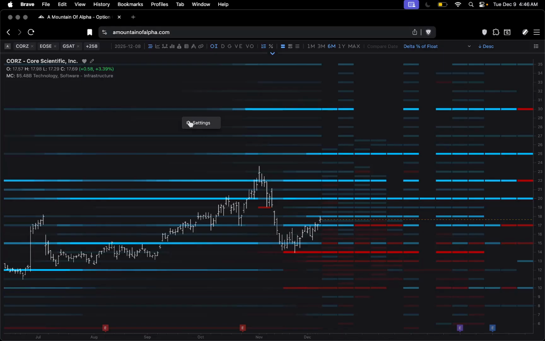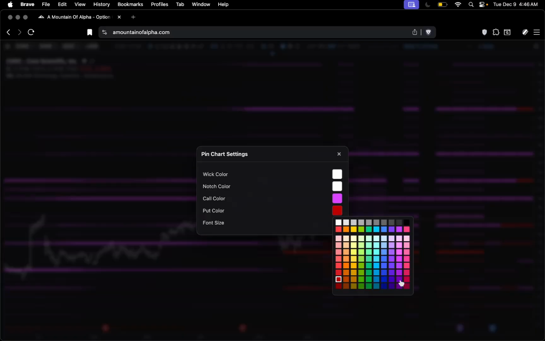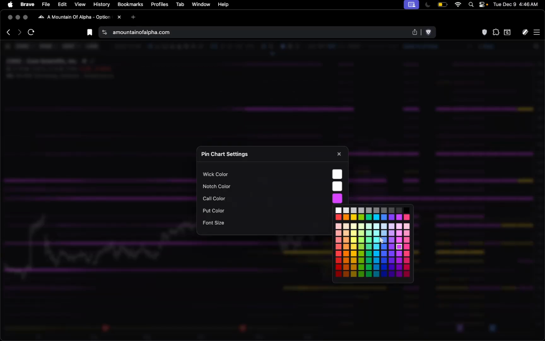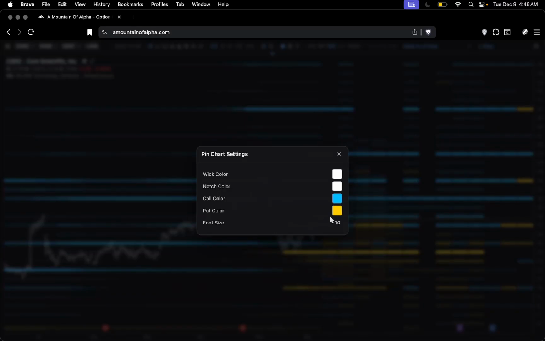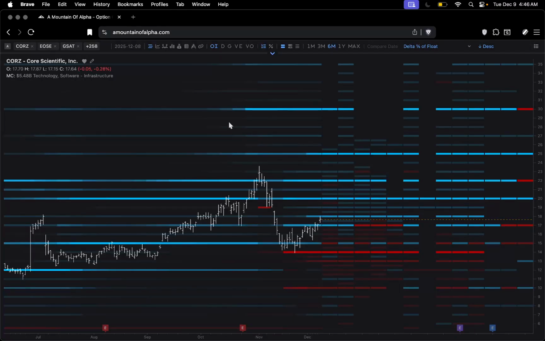You can right click, go to settings, and change the call color. I'll change it to a pink, maybe for people who are colorblind. I don't know what colors you would use for colorblind. Yellow? I don't know. I'll just go back to the blue and the red and I'll indicate which are what.